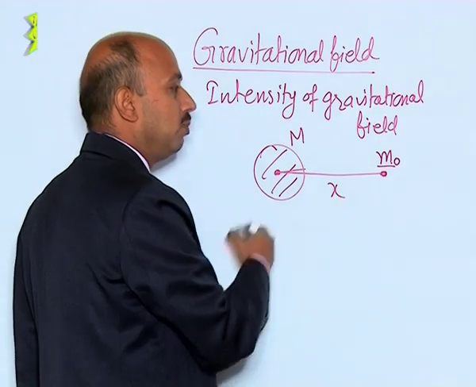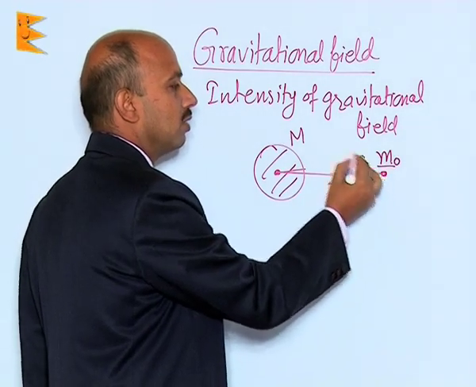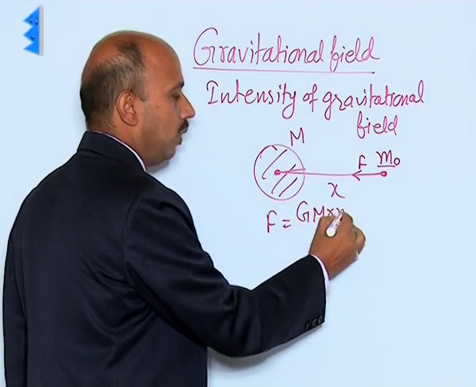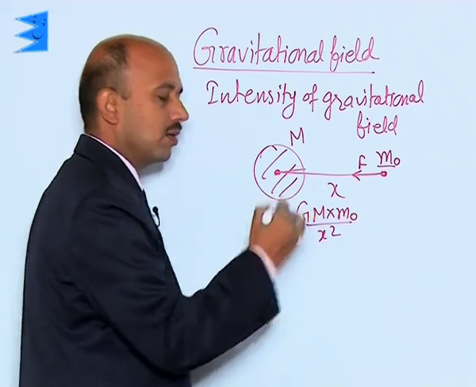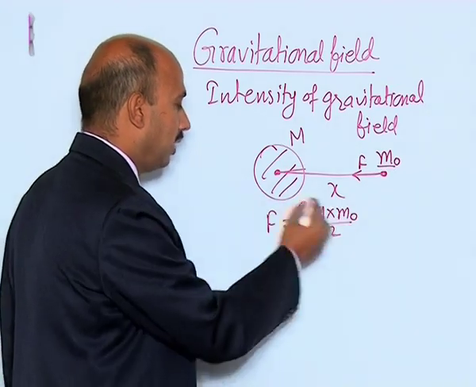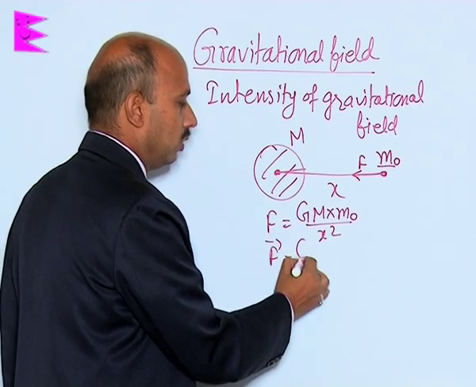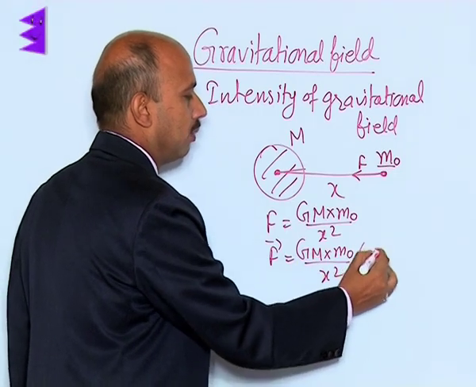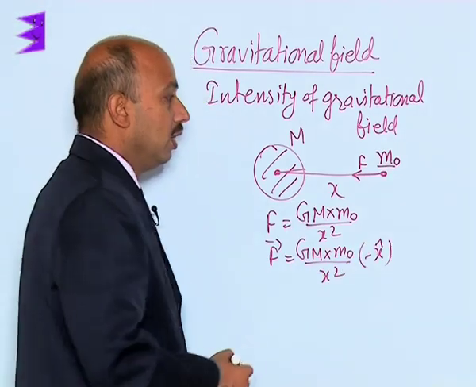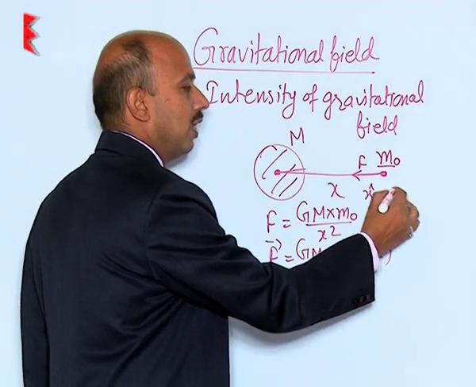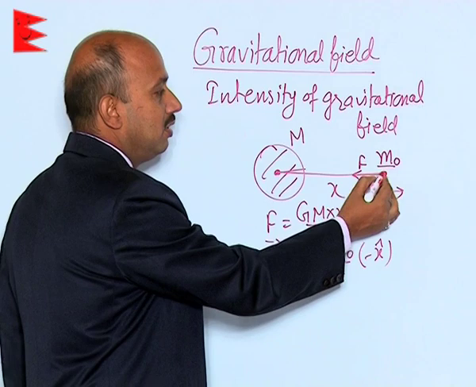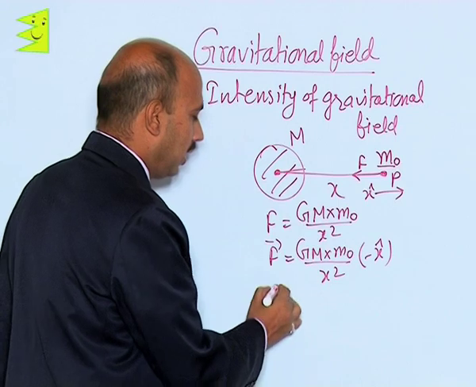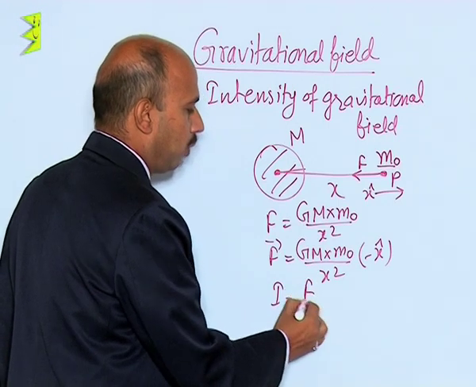Now if this mass is placed here, the force is acting to this side, and this gravitational force is equal to G M m naught divided by x square, and in vector form we can write here F is equal to G M m naught divided by x square, that is minus x unit vector, because I have taken the x unit vector to this side. So intensity of gravitational field at this point, suppose this point is P, I is equal to F upon m naught.